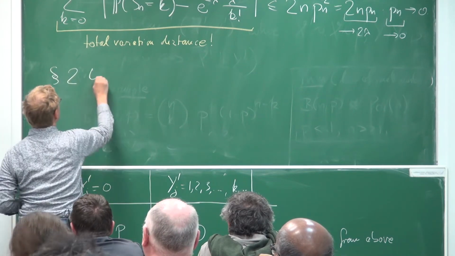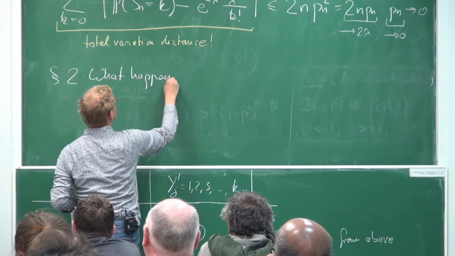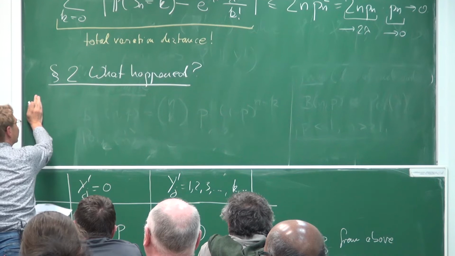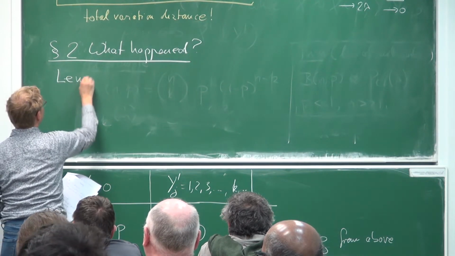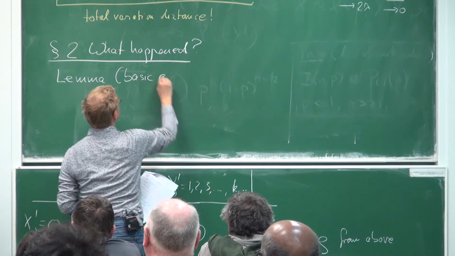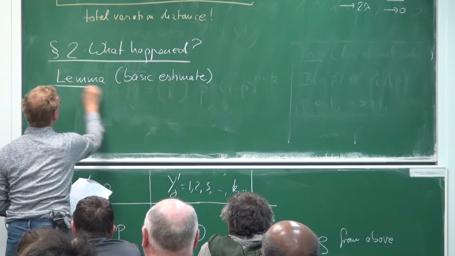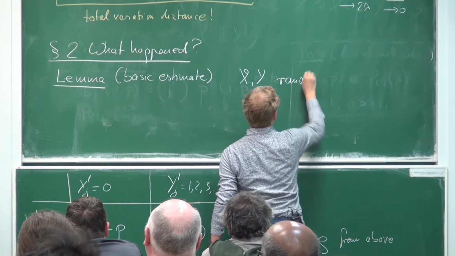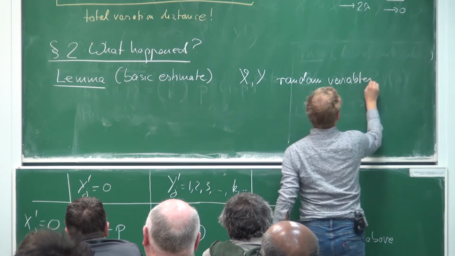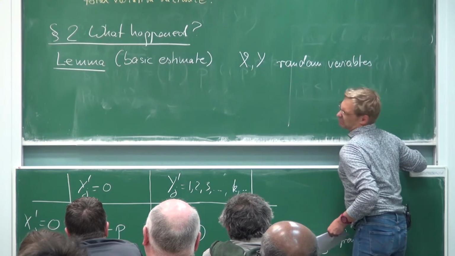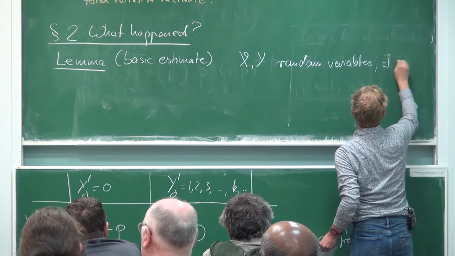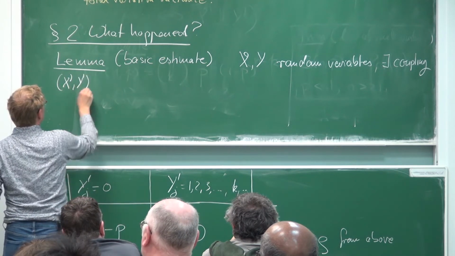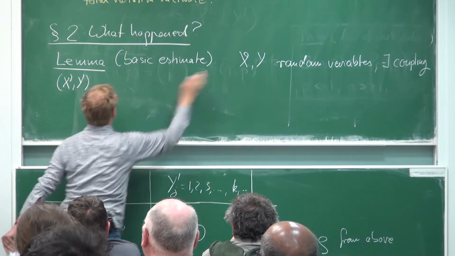So that's the next question, section 2. What happened? Now, what I've used here, or what you see here, is what people in coupling call the so-called basic estimate. And this works like this. Suppose x and y are 2 random variables. They need not be on the same probability space, but let's say the same state space. And suppose there is a coupling, and let me write that as x prime, y prime. So there's a joint distribution, but the marginals are x and y.